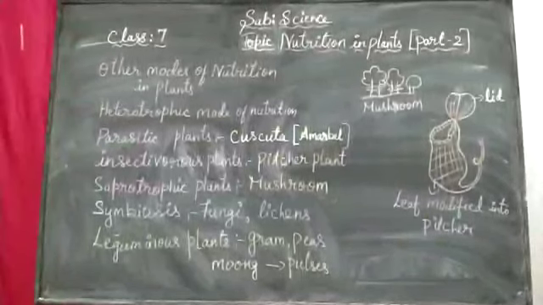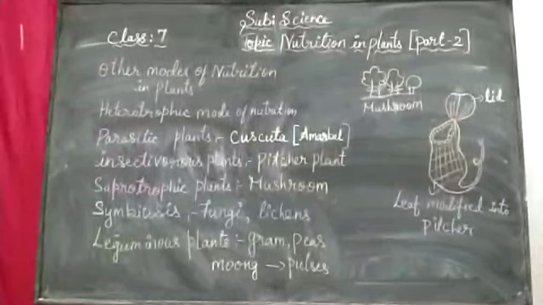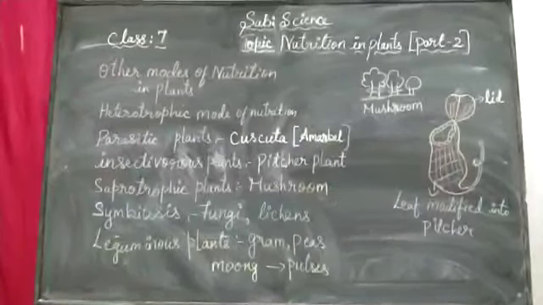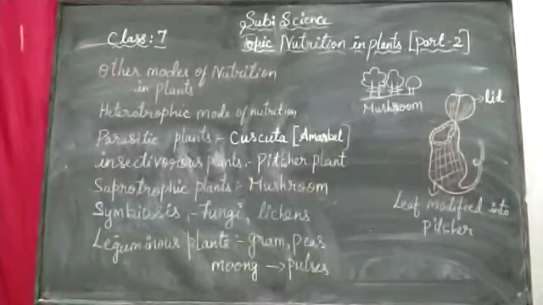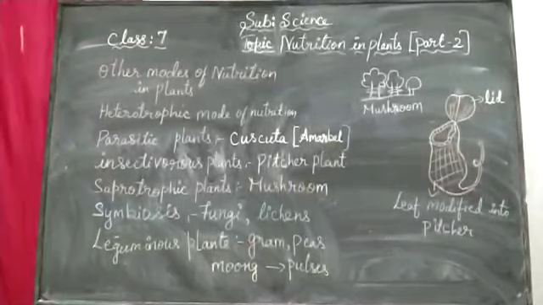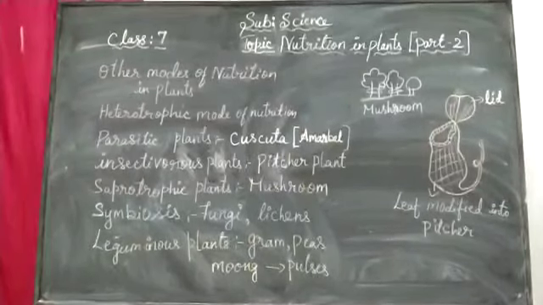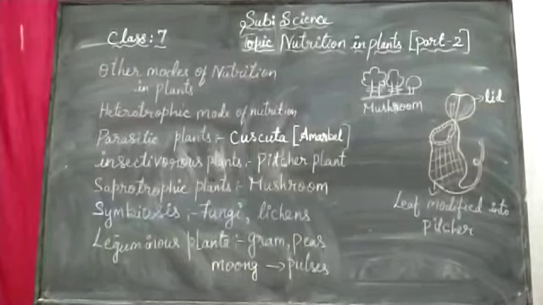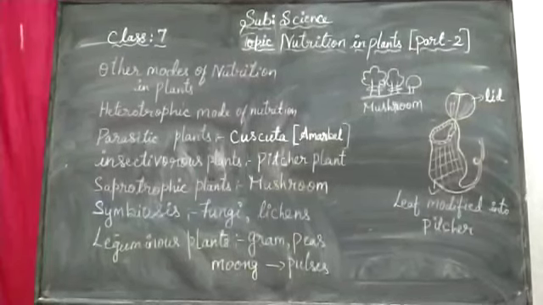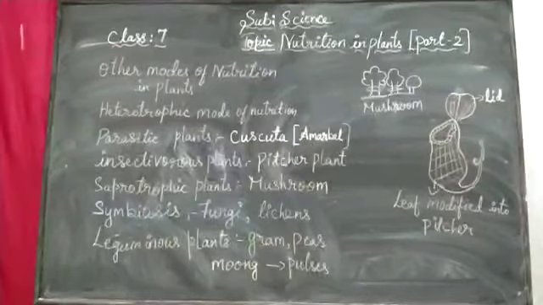Topic is nutrition in plants. This is the continuation of part 1, where we had learnt about autotrophic nutrition and heterotrophic nutrition. Autotrophic nutrition means preparing their own food, and such organisms are known as autotrophs. All green plants are known as autotrophs. Some other plants are not autotrophs, they are heterotrophs. Why is it said heterotrophs?